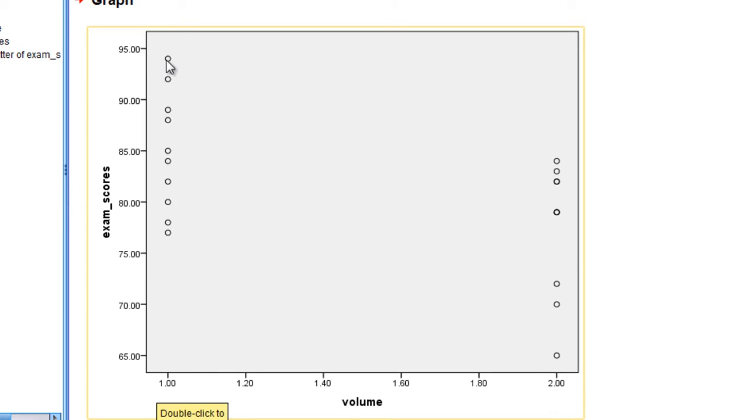And notice here that these exam scores for no volume, or 1, tend to be higher than the exam scores for high volume, or 2. There's certainly some overlap, and sometimes a person who studied under high volume did better, like this value right here, than some people who studied under no volume. But overall, the trend is that the mean of these values here is in fact higher than the mean of these values here, and it's significant.